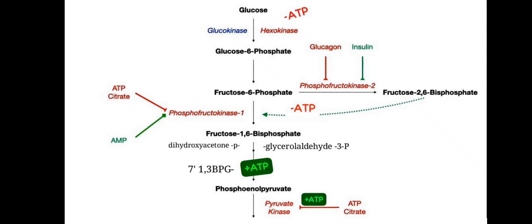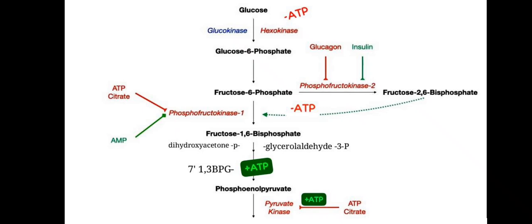AMP. AMP simply means adenosine monophosphate. So we are saying that AMP is going to promote phosphofructokinase 1. Why? It's because adenosine monophosphate is not ATP. The body can't use it for energy.